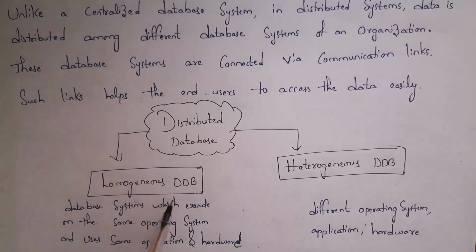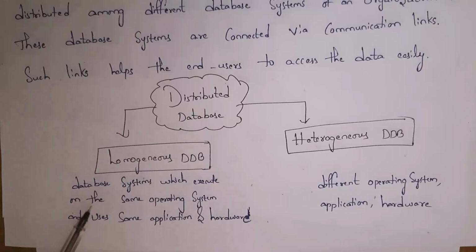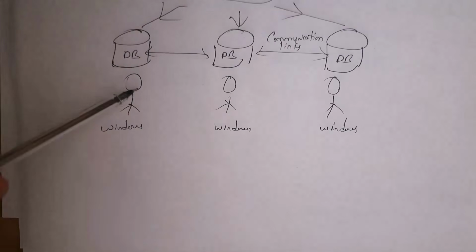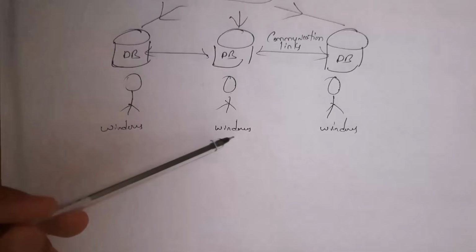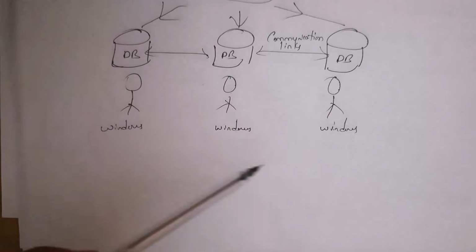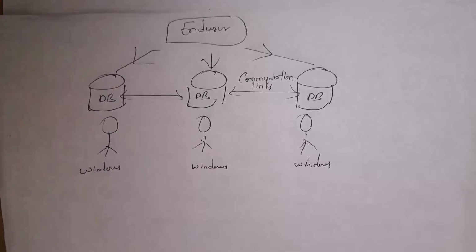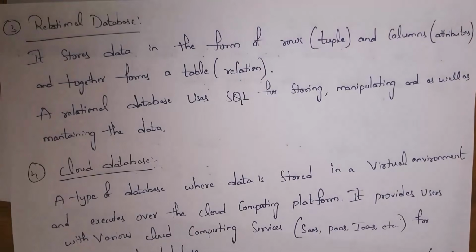Homogeneous distributed database means database systems which execute on the same operating system and use the same application and hardware. For example, if this user is using Windows, then this user also uses Windows, and similarly this user also uses Windows. And next one is heterogeneous distributed database. For example, if all these 3 employees use different operating systems, different applications and different hardware, then we call it a heterogeneous distributed database.